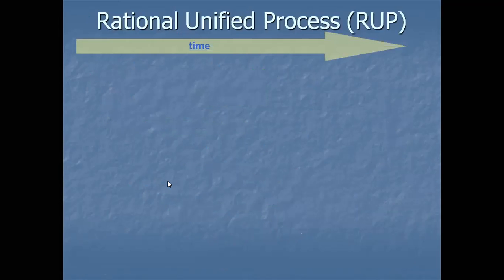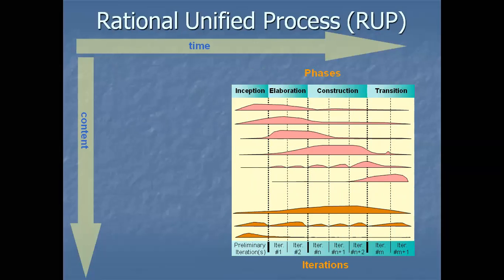Here we are going to see a graph with the time limit and the content. Why are we considering time and content? Because if we go for any kind of unified process or model, you have to understand that if I have given this much content within this time period, how my graph will look. We have some phases in our Rational Unified Process, and those phases work along with the content and along with the time period.